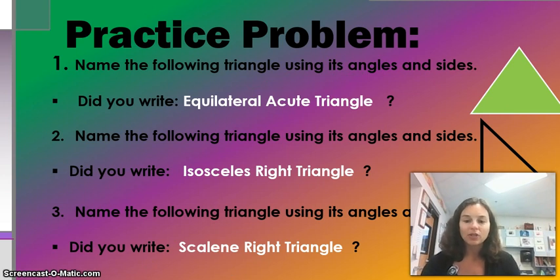Now, it's a right triangle because you can see right here we have a square angle right there. And it's scalene because you can see this side is shorter, this side is the longest, and this is in between. So they have all 3 different lengths. So it's a scalene because all 3 sides are different lengths. It's right because we have one 90-degree angle right here. And then it's a triangle because it has 3 sides.